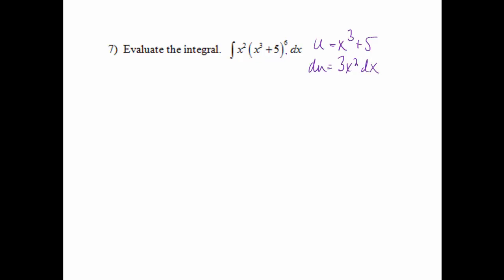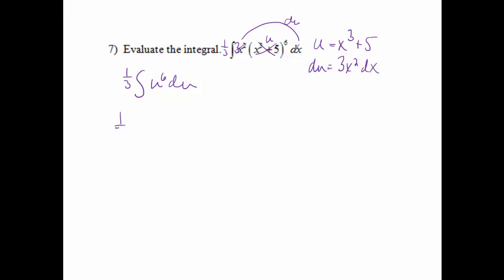I notice that I have x squared and dx in the problem. I'm just missing a 3. So 3 on the inside, 1/3 on the outside. So I now have 1/3. And let's just evaluate what we have. We called this u, and the 3x squared dx we called du. So now I have u to the 6th du.